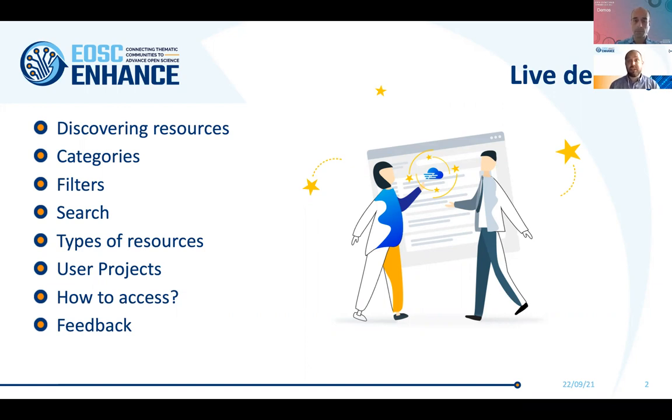After that, I need to talk about the types of resources you can get here in the marketplace. I will also give a notice about user projects, which I think is a nice functionality that will help you in managing resources ordered through the marketplace. Of course, we will talk about how to access these resources, and last but not least, I will talk about giving and getting feedback from the EOSC Marketplace. So this was a quick slide. Let's start our live demo.